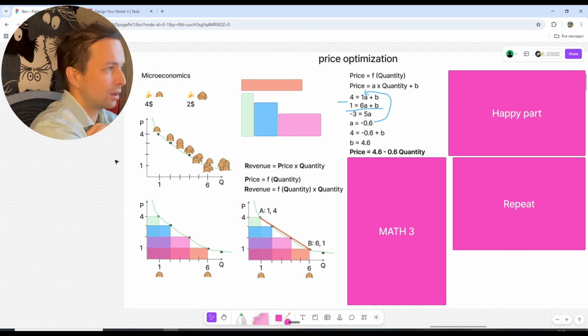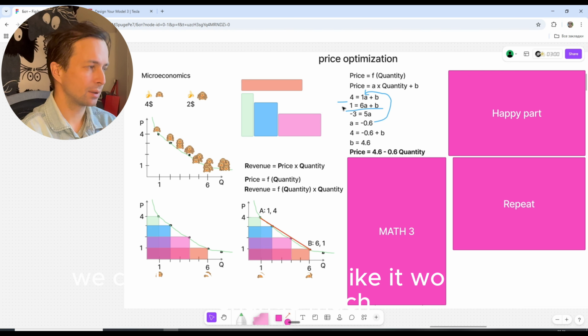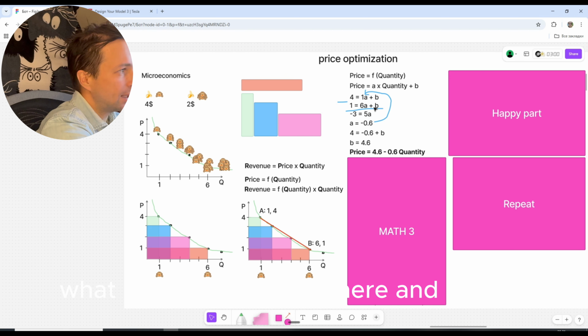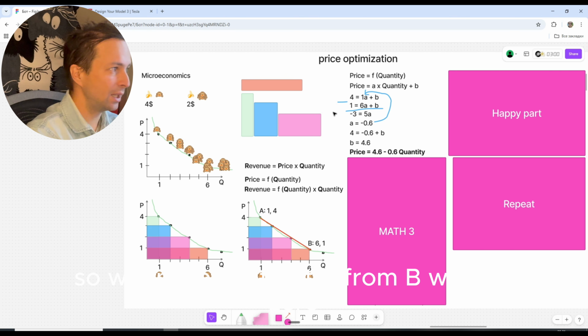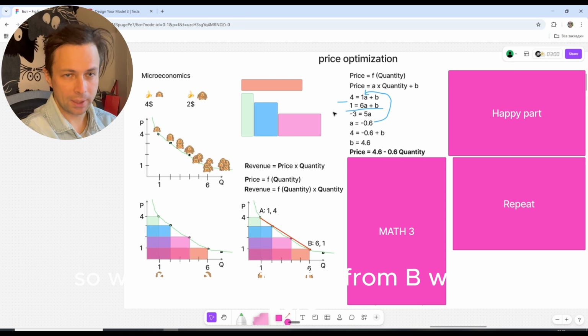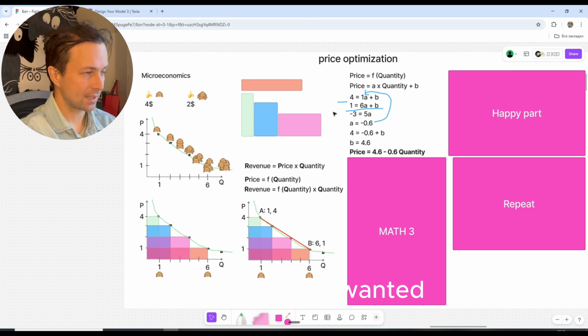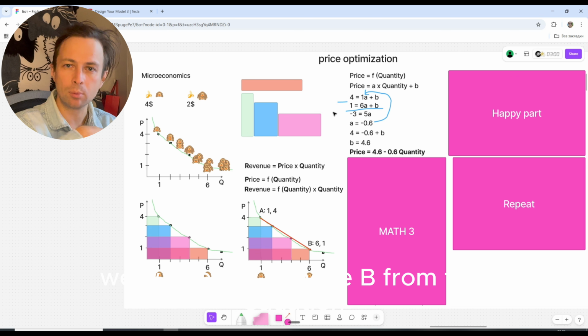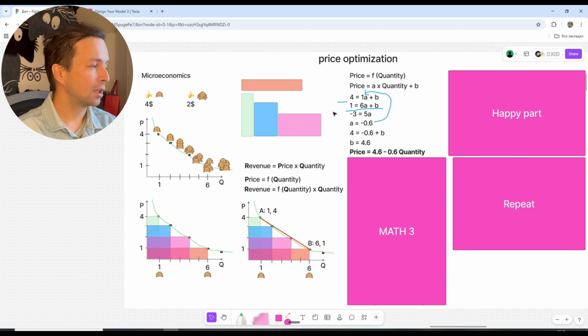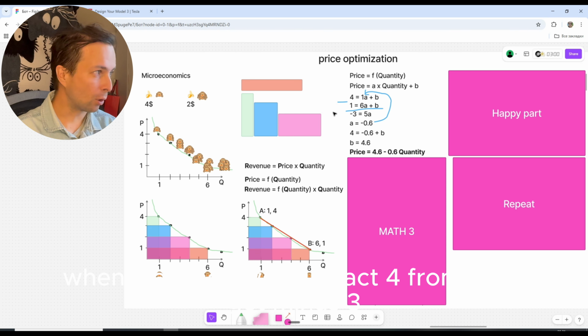We can subtract the first equation from the second one. We could do vice versa, like it wouldn't change much. What is important? It is B here and B there. So when we subtract B from B, we get 0. That's what we wanted. We wanted to remove B from the equation. When we subtract 4 from 1, we get -3.